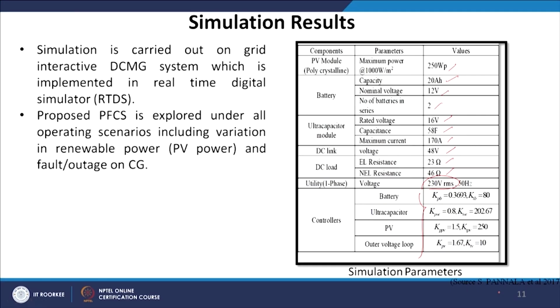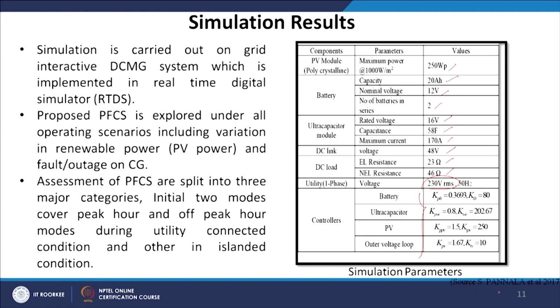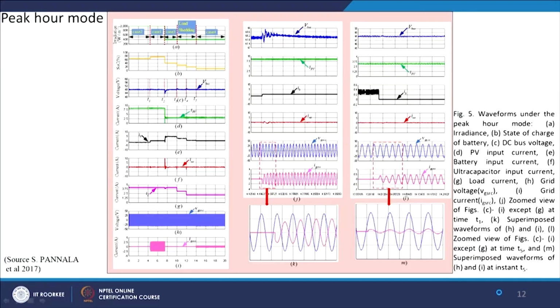Now, the proposed PFCS is explored under all operating scenarios, including variation in renewable power and fault outage in the conventional grid. Assessment of PFCS is split into three major categories. The initial two modes cover peak hours and off peak hour mode during utility connected conditions, whereas the other is in islanded conditions. So, we take utility connected, peak and off peak, and then we have islanded conditions where the grid is not present. This is a very simple scenario.